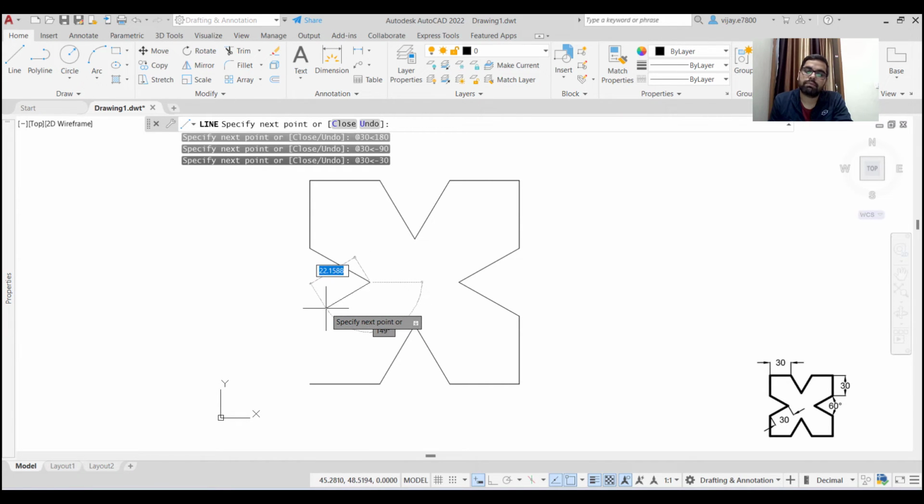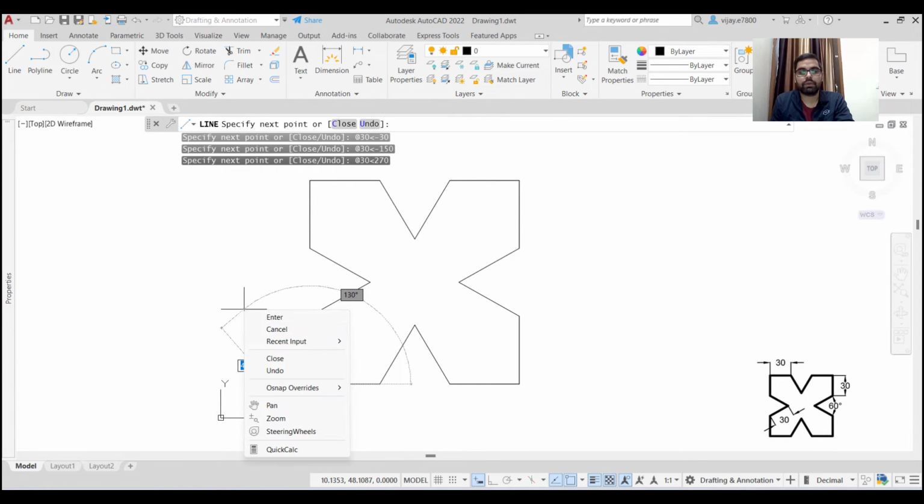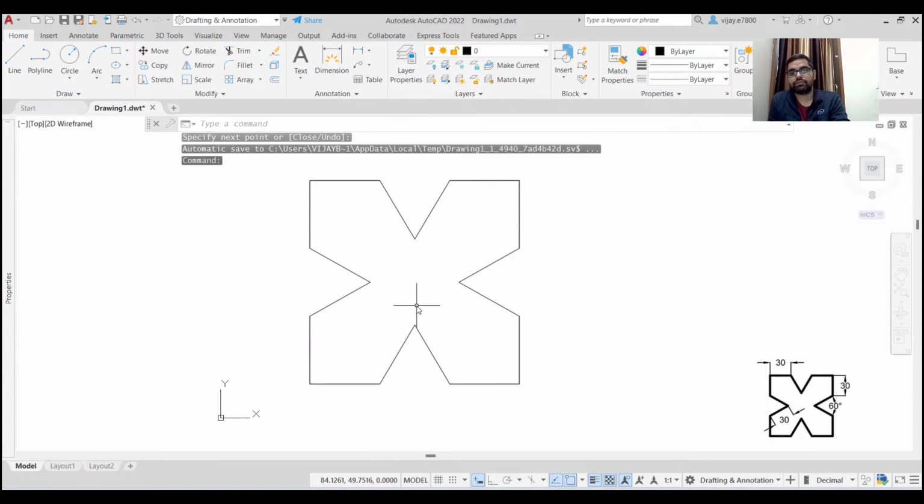That will be 90 plus 60, that will be minus 150 degree angle. So at the rate, 30 is the side, angle is minus 150, and then enter. And after that, side is 30 and angle this time is, we can place 270 or minus 90, it will not make any difference. Okay, and here's our drawing.